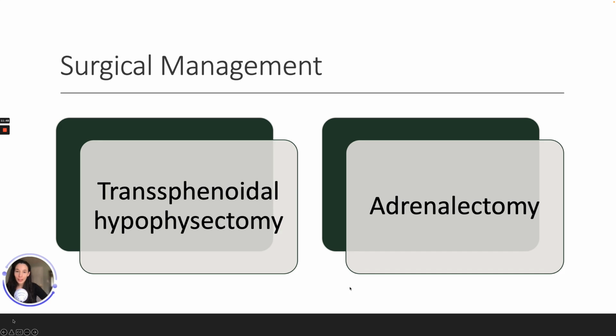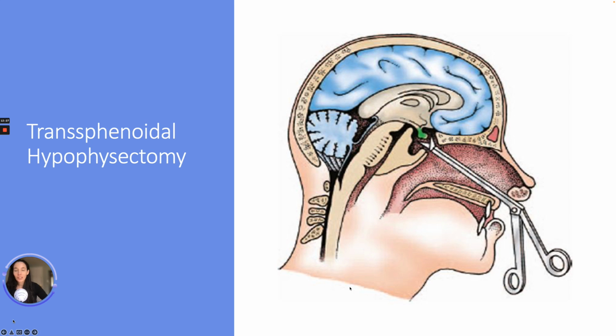So, surgical management. So we can have a transsphenoidal hypophysectomy. This is a surgical removal of the tumor by a transsphenoidal approach, and it's the treatment of choice for Cushing syndrome that is caused by pituitary tumors and has an 80% success rate. There is also an adrenalectomy, which is the treatment of choice for patients with adrenal hypertrophy. So let's look at these a little bit more.